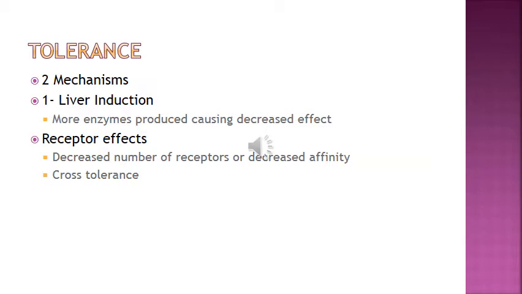Another way you can get tolerance is through what's called receptor effects, where you either get a decrease in the number of receptors to the drugs or a decrease in the affinity or the ability of the drug to have that lock and key relationship with the receptor. So those are the two different ways that you can basically get tolerance. And you could also get something called cross tolerance, where drugs, even within a common category, maybe not necessarily the same drug, but a drug that is within the same category, will actually produce tolerance with the body as well.